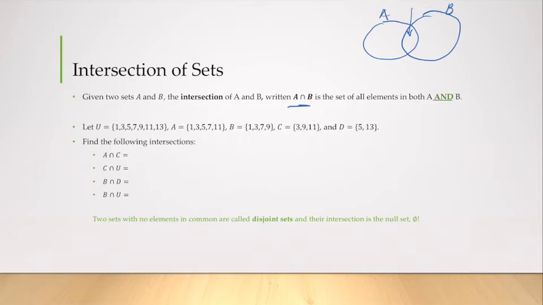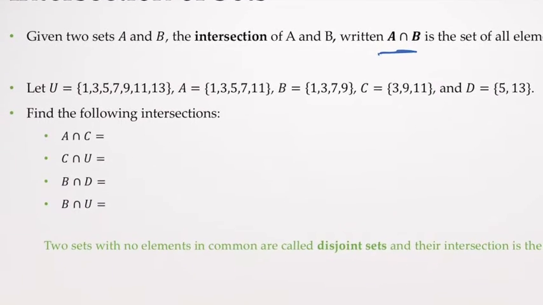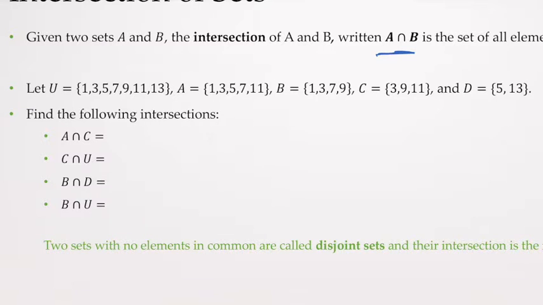If I have A intersect C, let's make this a little bigger. Cool. If I have A intersect C, I'm looking for the elements that are in A but are also in C. So let's take a look. Okay, A has a 1, but C does not. A has a 3, and C has a 3. Okay, we'll include that. Next, A has a 5, but C doesn't have a 5. A has a 7, C doesn't have a 7, A has an 11, and C has an 11. So the intersection of A and C is 3, 11.